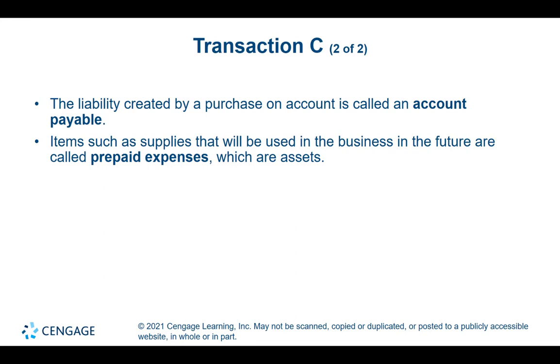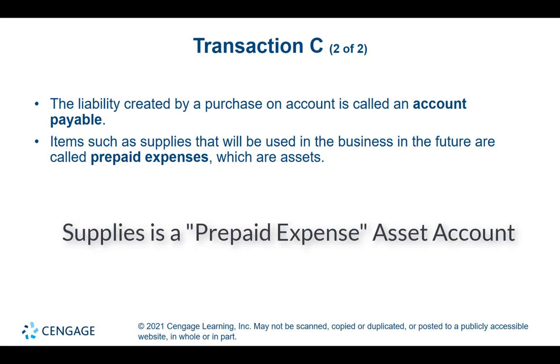Keep in mind that supplies is considered to be a prepaid expense account. Even though there's the word expense, it's not an expense account. It's a prepaid expense, which means it's an asset account. The asset becomes an expense as it expires, as it gets used up or consumed. So right now, there is $1,350 as the balance of the supplies asset. Some of that, if not all of that, will be used up and the balance will be transferred to an expense. We will learn more about that at a later point.